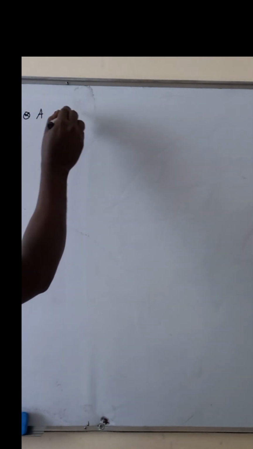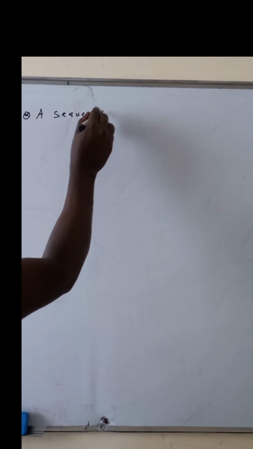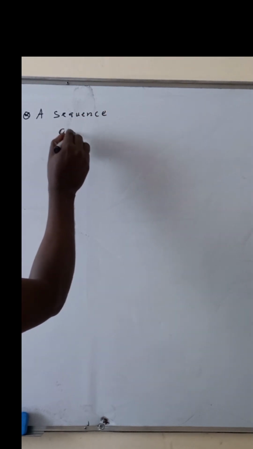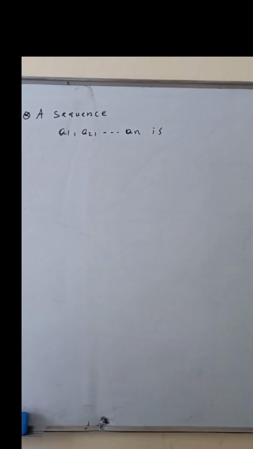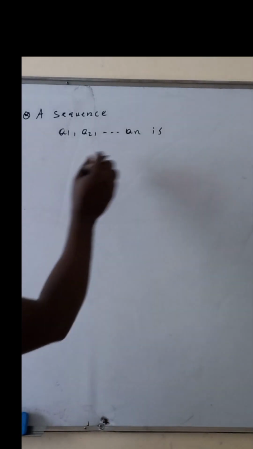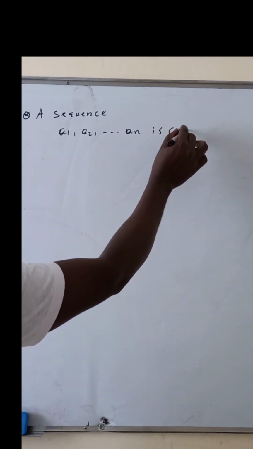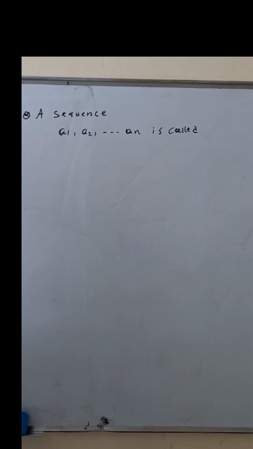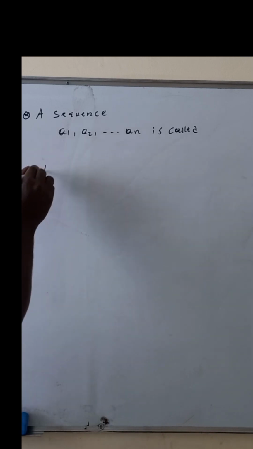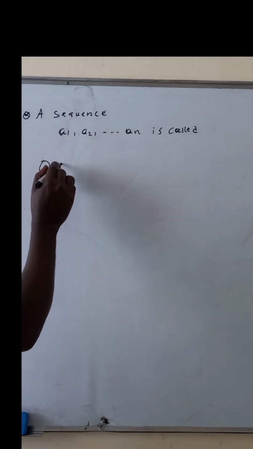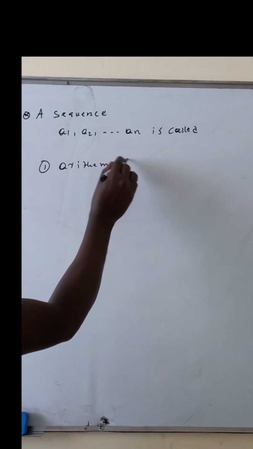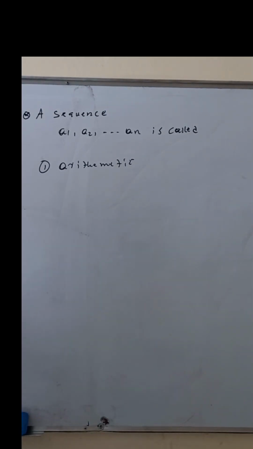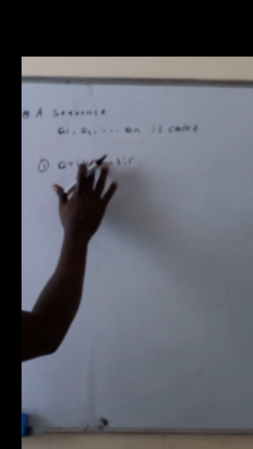In general, a sequence A1, A2, dot dot, AN is called an arbitrary sequence. A1, A2 up to AN is called an arithmetic sequence. This sequence is going to be arithmetic.